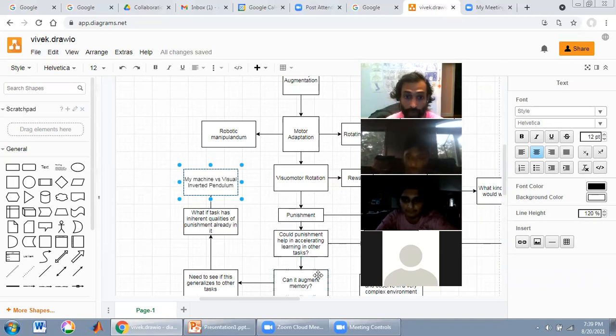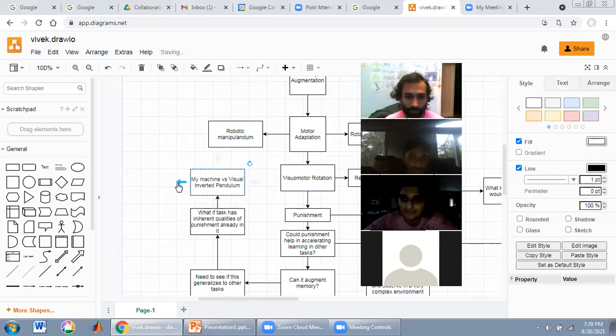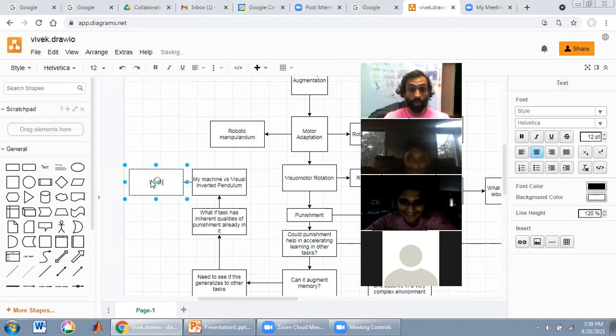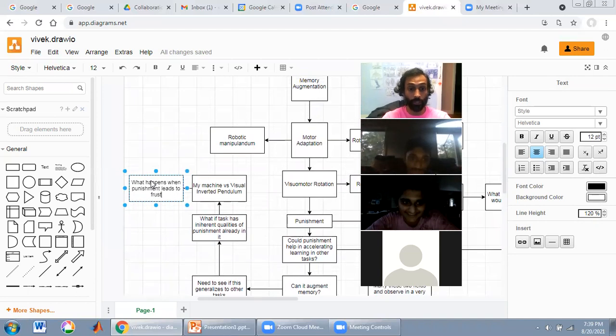Yeah, and it is very frustrating. What do you mean, what was frustrating for me? The inverted pendulum. I've never tried your machine, but I'm sure it's even more frustrating because you're physically getting hurt. But I was banging the joystick and it was just mentally frustrating. Yeah, what happens when punishment leads to frustration?